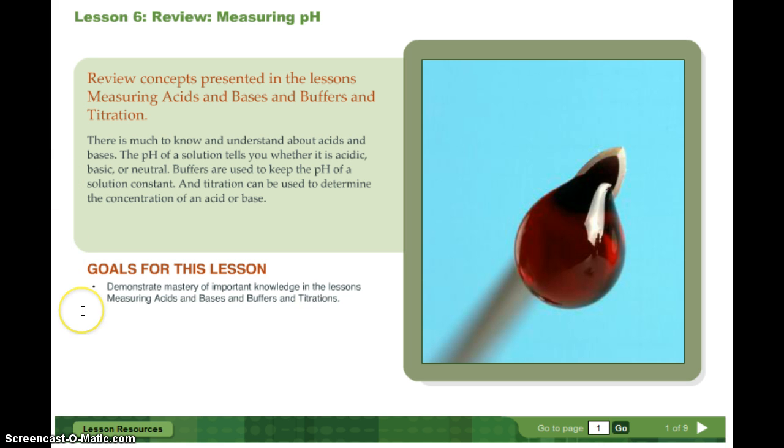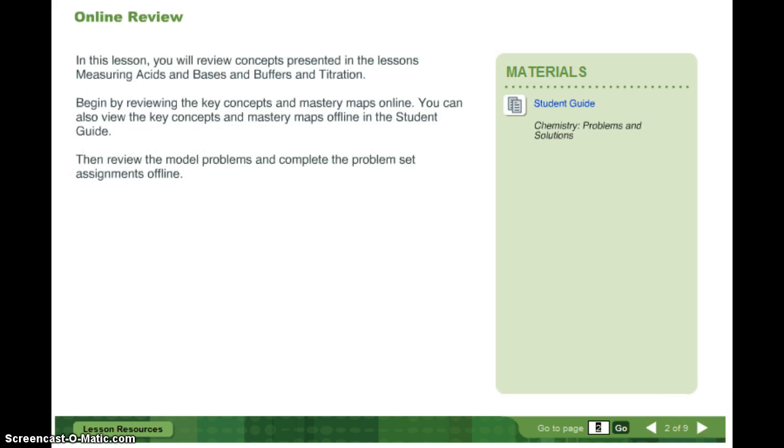Goals for this lesson: demonstrate mastery of important knowledge in the lessons, measuring acids and bases, and buffers and titrations. Online review. So you're going to be reviewing. The student guide is here, which does have the solutions for the problems that we will be doing.